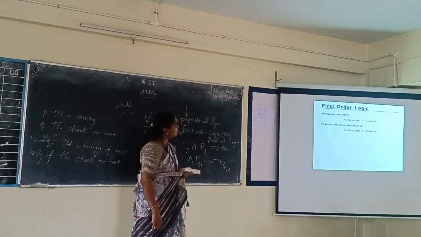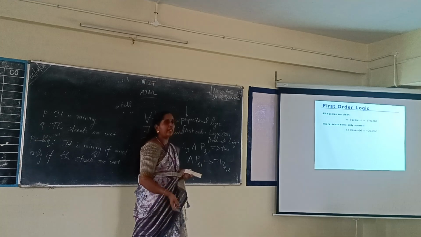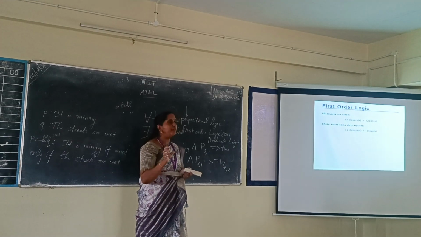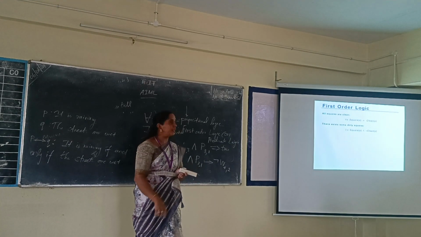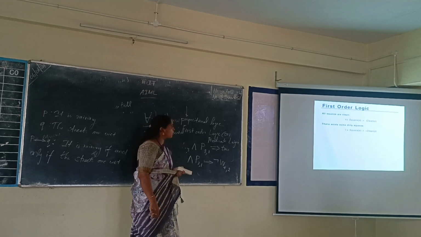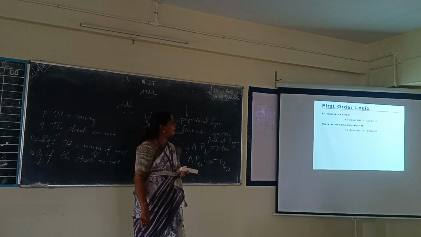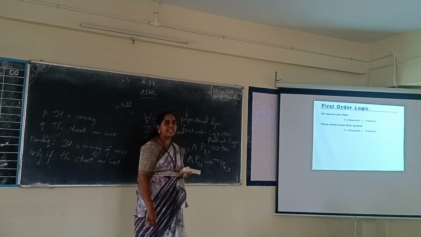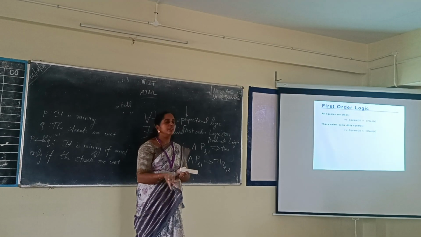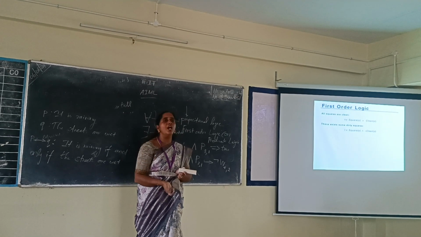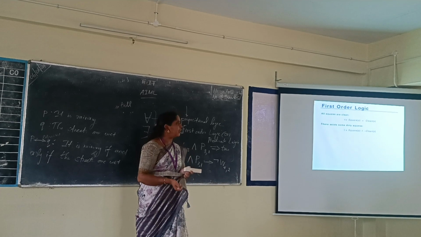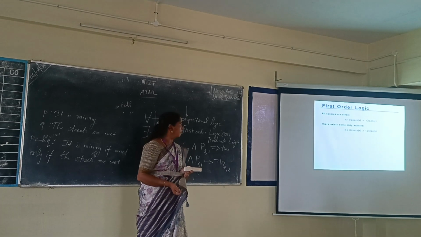Then, there exists some dirty square. All squares are clean, but some dirty square is there. So that can be represented as there exists x, square of x, conjunction, negation of clean of x. All are clean, but there are some rooms that are not clean. So that is represented with the negation operator.